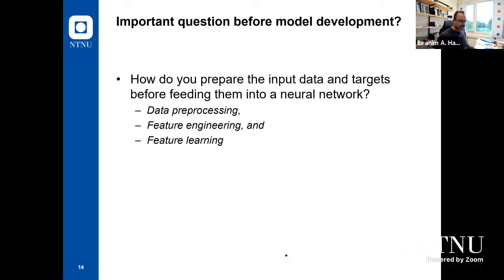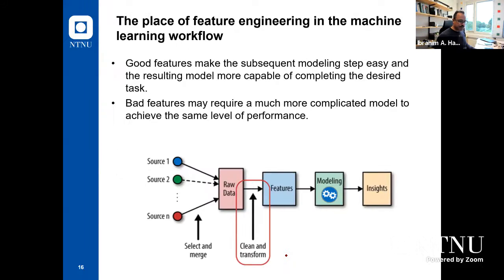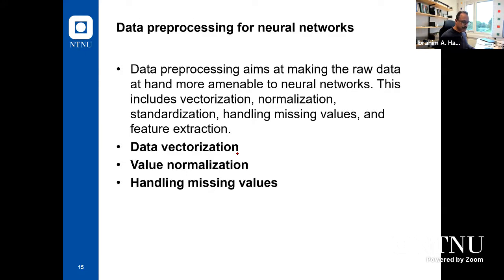So, feature scaling and normalization. I mentioned that before. In fact, we have something called data pre-processing, feature engineering, and feature learning. Data pre-processing aims at making the raw data at hand more amenable to neural networks, and it includes data vectorization, value normalization, and handling missing values. Sometimes you have some missing values.